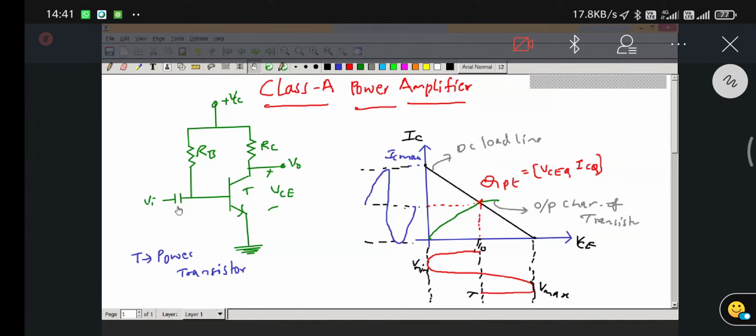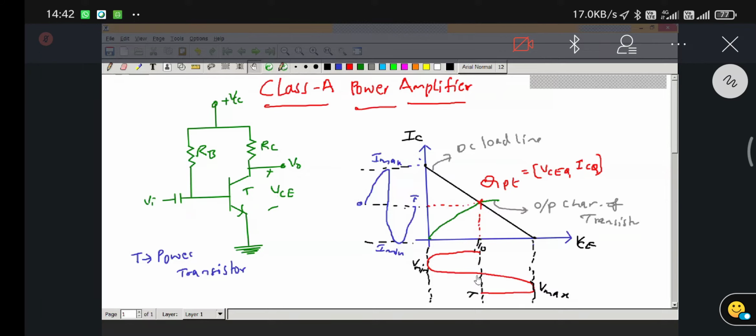So if the Q point is in the middle of the DC load line, whatever this voltage waveform is, it is going to be projected at the output section. Middle means this upper portion will be covered in this portion, and this lower portion will be covered on top of this, right? So the complete cycle will appear at the output section. This is zero, this is the time t, this is the I minimum value, and this is the I maximum value.